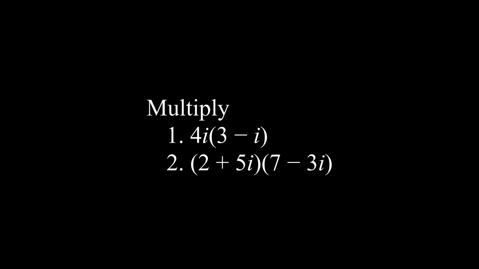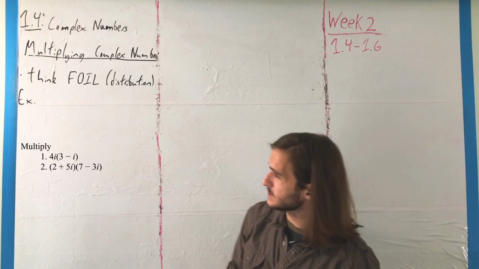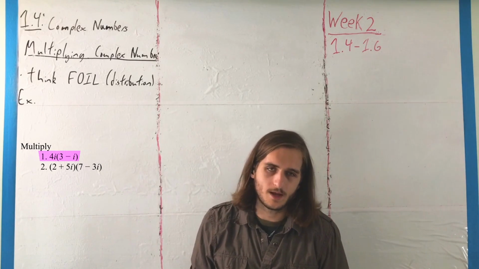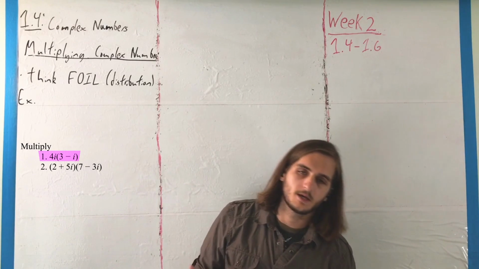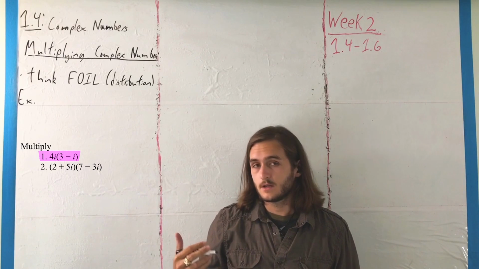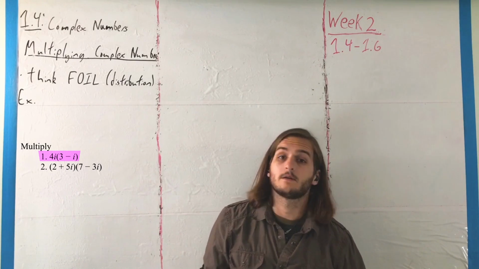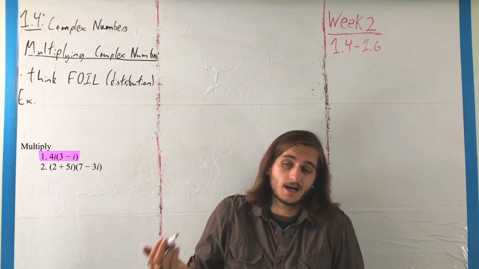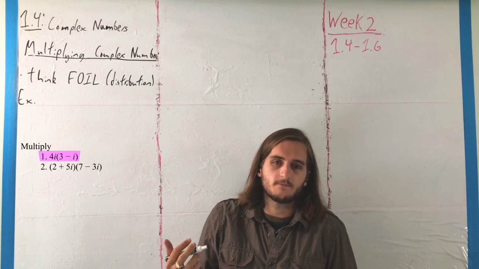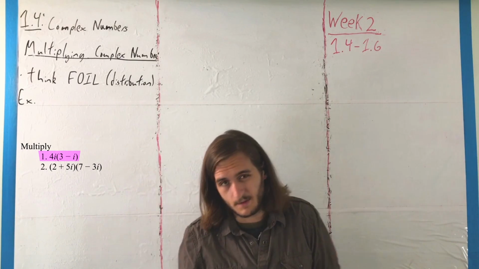So for our examples here, we want to multiply the complex numbers 4i times 3 minus i, and 2 plus 5i times 7 minus 3i. For that first one, there's not a whole lot of FOILing that needs to be done because the real part of the complex number 4i is 0. I mean, you could throw the 0 in there if you want to practice, but a lot of stuff's going to die, and I don't know how you feel about that much death. So I'm not going to bother with it.